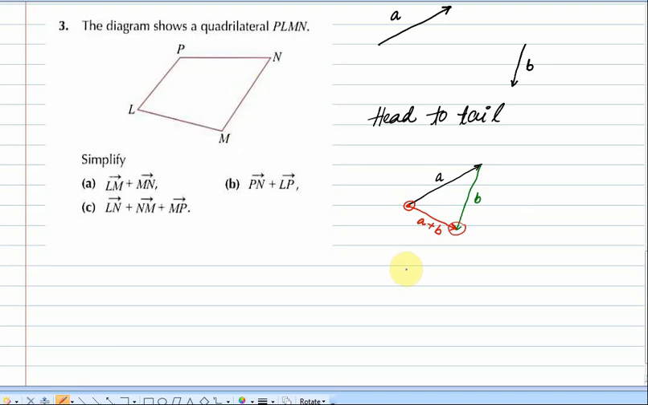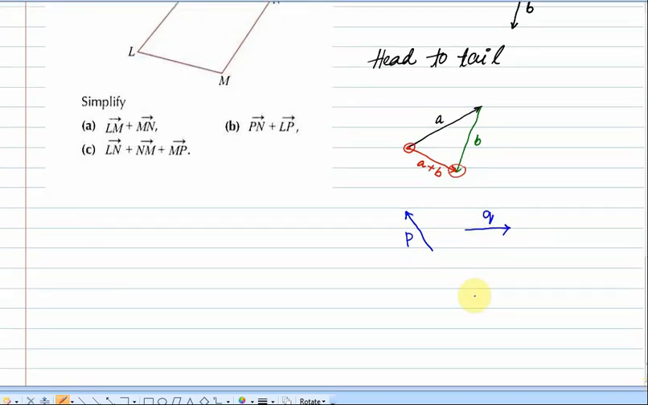Let's suppose you have a vector P in this direction and vector Q in this direction. You need to find out the resultant of P plus Q. So first I will draw the vector P in the same direction as given, and where its head ends I will draw vector Q. This one is vector Q, and by the head to tail rule, that is my resultant P plus Q. So that's how we find the resultant vectors in terms of figures.